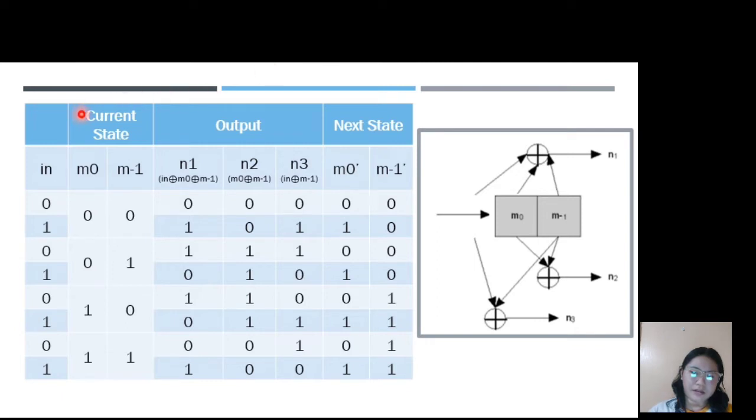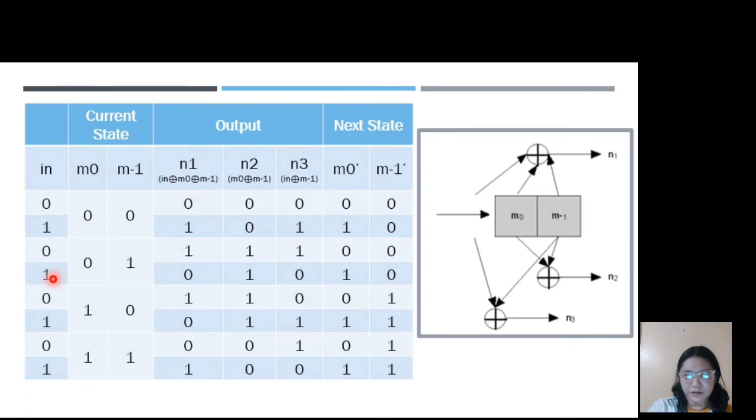For an input of 1, and the current state of M0 being 0, and also 0 for M negative 1, the output for N1 will be 1, for N2 0, for N3 1, and for the next state, M0 will be 1, and M negative 1 will be 0. For an input of 0, and a current state of 0 for M0 and 1 for M negative 1, the N1 output is going to be 1. The same with N2 and N3, they will all be 1. And for the next state, both will be 0.